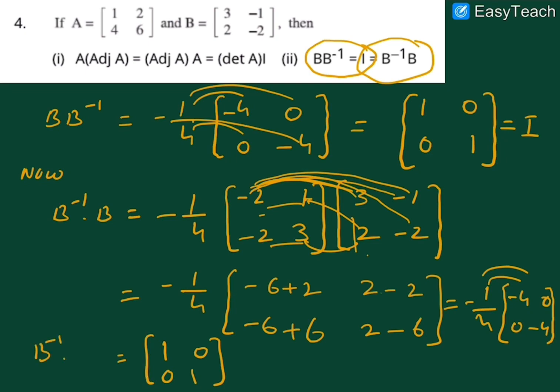This is B inverse into B, which is also identity. So we have proved this one also.